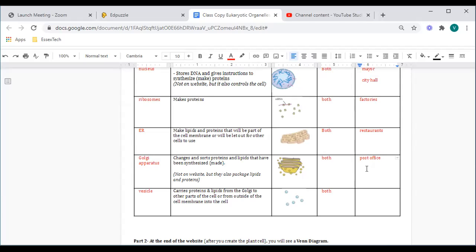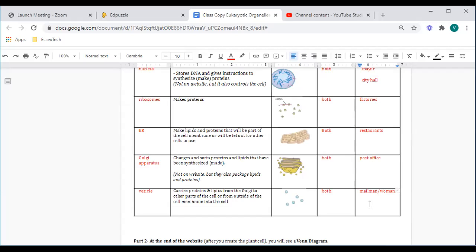And once those lipids and proteins are changed or sorted, they're packaged, now they might need to be sent out to another part of the cell or a different cell completely. And that's what the vesicle does. So what or who in the city will actually send out things? So if we're taking a look at the post office, we can take a look at whoever the mail man or woman is. Their job is to actually go out and send out, let's say, the mail and deliver it.